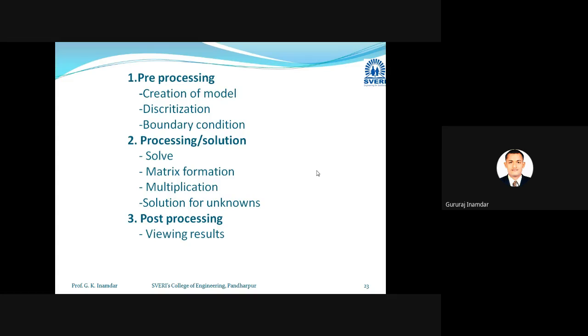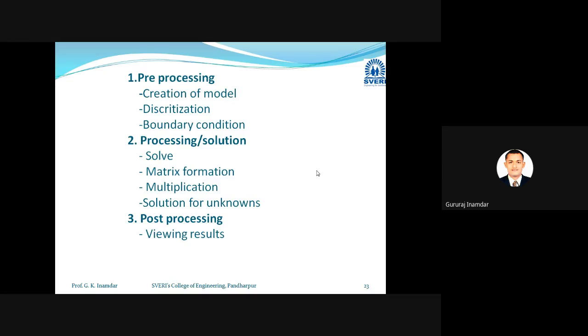And last is nothing but viewing the result. After the solution, we view the analysis or result in terms of simulation, or in terms of different hard copies, or different mathematical results will be there.